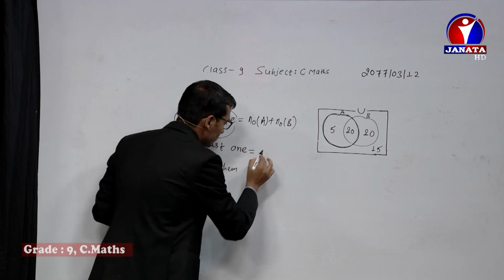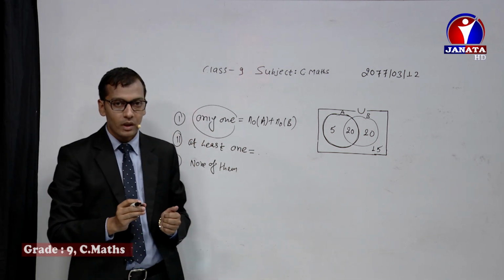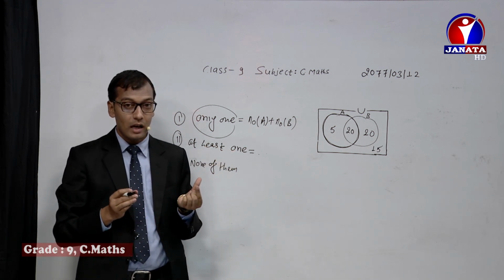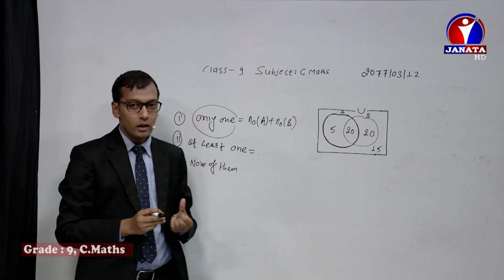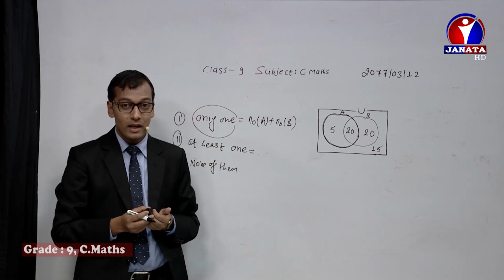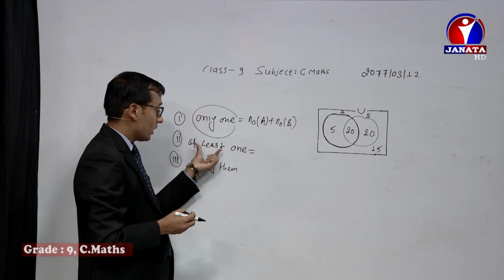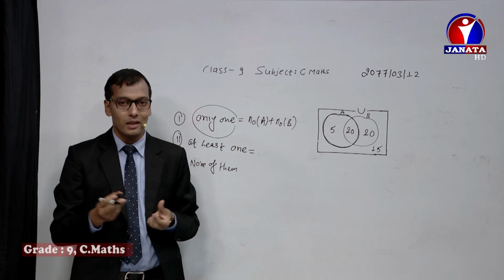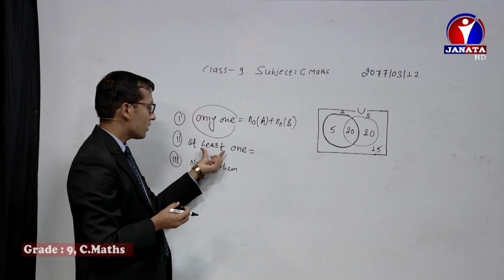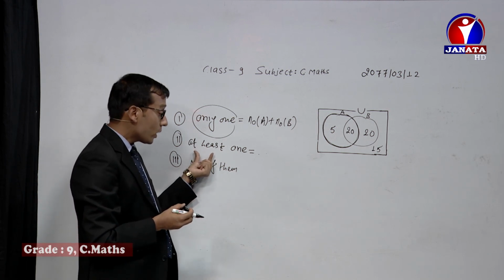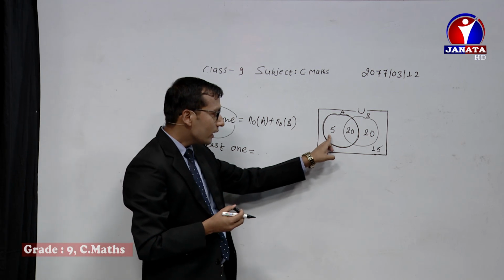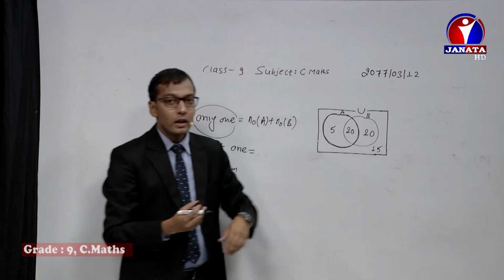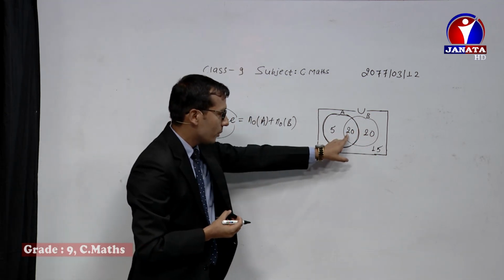Similarly, at least one. What is the meaning of at least one? If we are asked to find the number of students who like at least one subject, the meaning of at least one is minimum one. But there are three different chances. A student can say I like only A, or only subject B, or I like both subjects A and B.